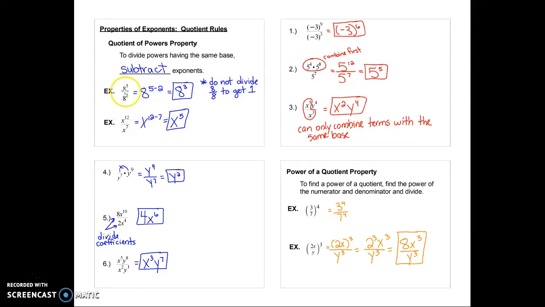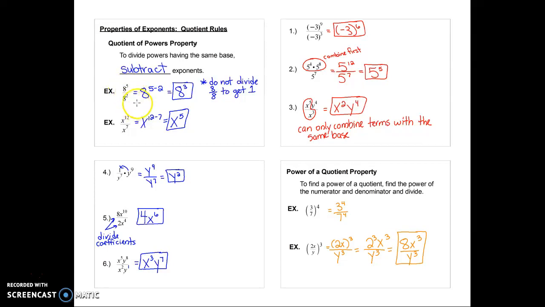So in this case, our 8s are our bases. The bases are completely the same. So in the same exact way as in the last section, your base stays the same in your answer. So I'm still going to have an 8 as my answer. We are not dividing 8 divided by 8 and getting a 1. In this case, the 8 is the base to your exponents. It's not a coefficient that is by itself. It is a base to your exponents.